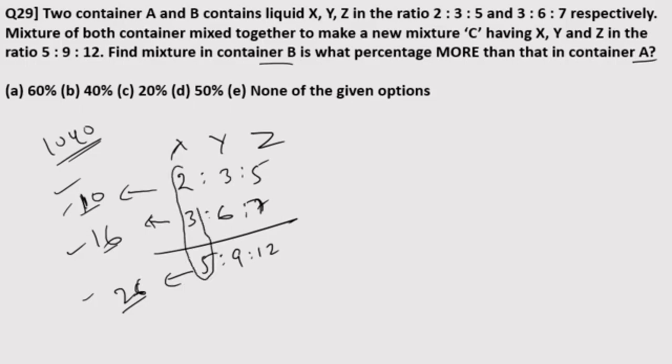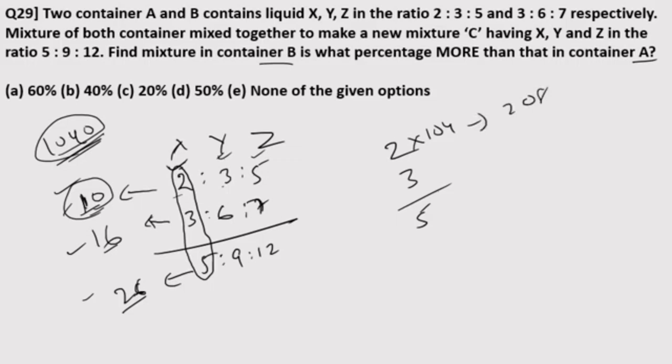Okay, so take any row. You can take either this row or the second row or the third row, but the first column seems simple to me, so I can take the first column. This is the shortcut for allegation guys. Okay, I am taking the first column 2, 3 and 5. Now see, the first row is already 10 units. To make it 1040, I have to multiply with 104. So multiply this with 104.